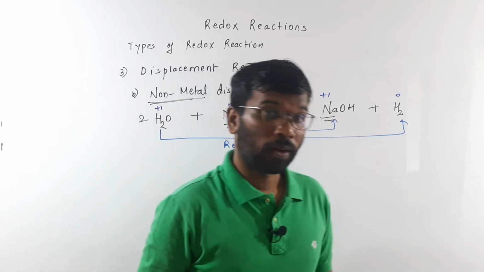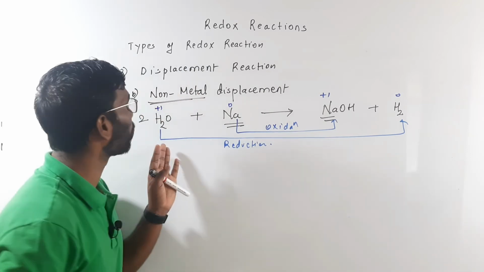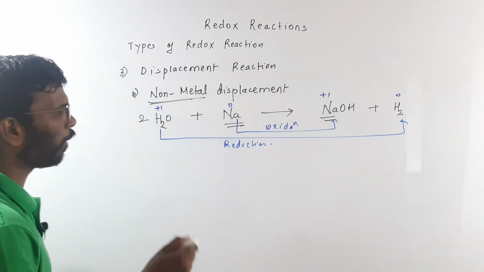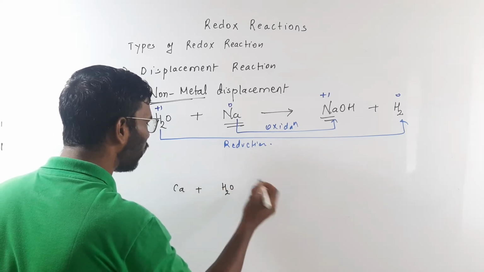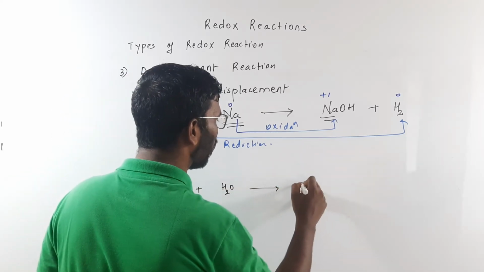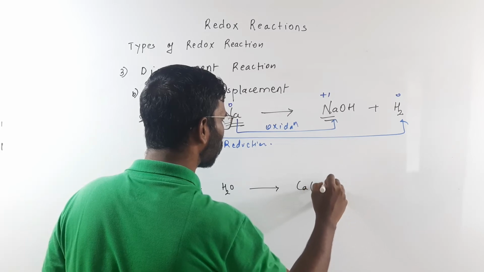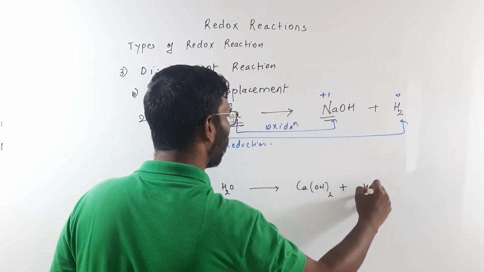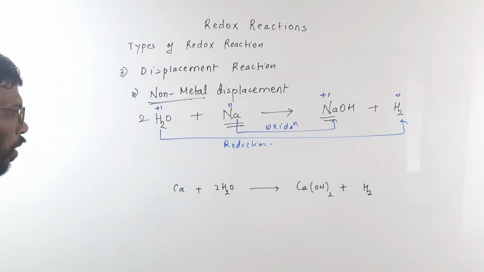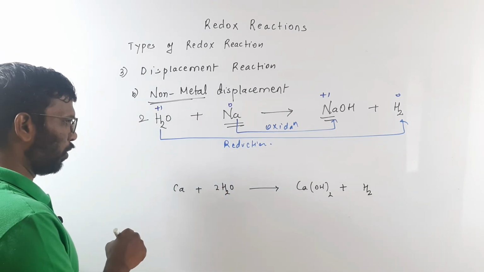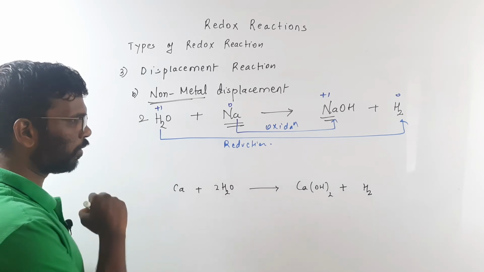So this is one of the examples of non-metal displacement. We'll take one more example, calcium and water. You react this, what you get is calcium oxide and hydrogen. So I can write it this way. Oxygen is balanced, 4 hydrogen, yeah, this is balanced, right?